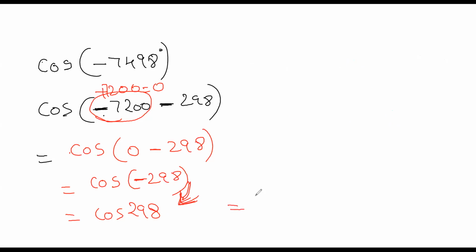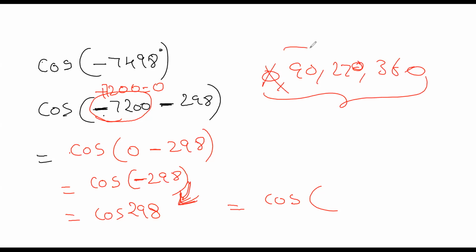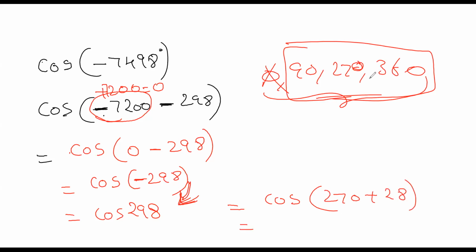Now cos of 298 can be written using 90, 270, 360. You have to use these four itself; 0 is not needed. 298 is near to 270, so 270 plus 28. What is cos of 270 plus 28? It is cos 28, because it is in the fourth quadrant.